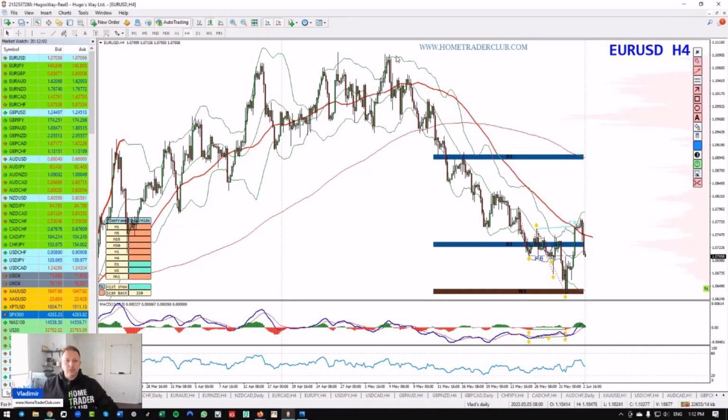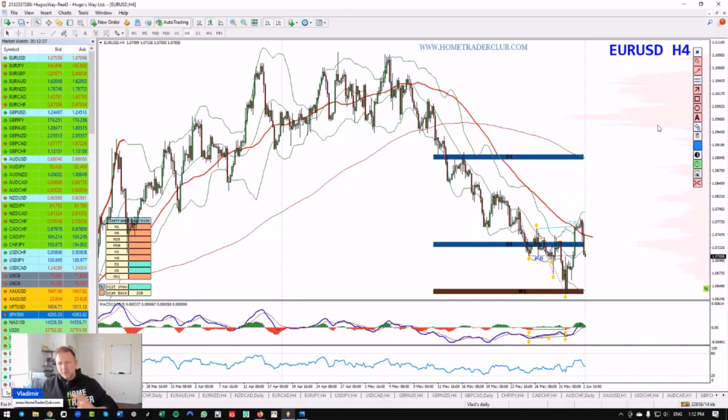Here are the technical conditions we have on the euro dollar. Lower highs created here on this bearish trend. As we can see, we have a sequence of lower highs, lower lows for a bearish trend. And if we compare the highs on the chart with the higher highs on the indicator, we get a bearish hidden divergence, which hints at trend continuation.